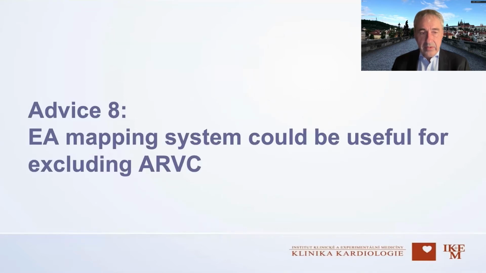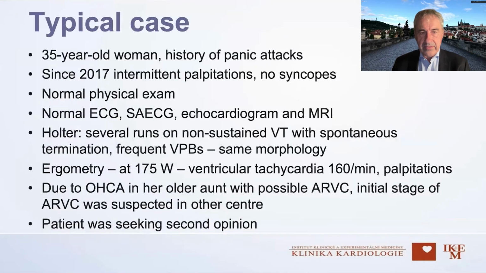My other advice is that you can use electroanatomical mapping system in the right ventricle if you want to exclude ARVC. This was a young lady, and she had a history of panic attacks. She had palpitations and a normal physical exam. All examinations of her heart were normal. She had rounds of non-sustained VT with spontaneous termination. It was also during ergometry.